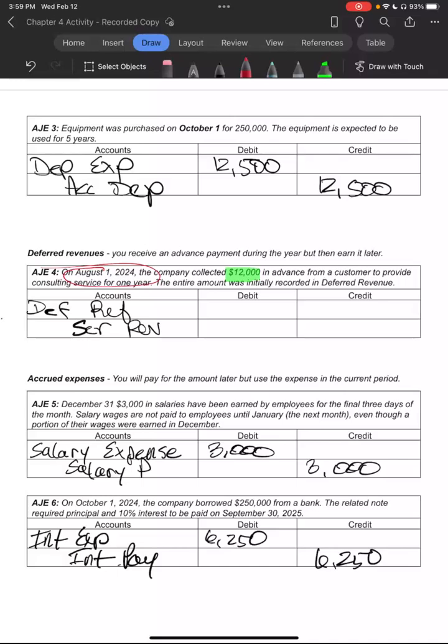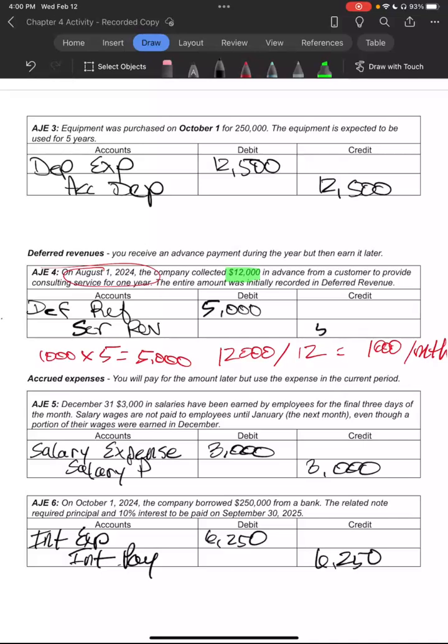So in this case, we've got a really easy calculation. We got 12,000 divided by 12, right, equals 1,000 per month. Okay. And then all we're going to do is count on our fingers: August, September, October, November, December. I'm going to take 1,000 times 5, and that gives me 5,000. Okay. So I'm going to recognize $5,000 worth of revenue here.